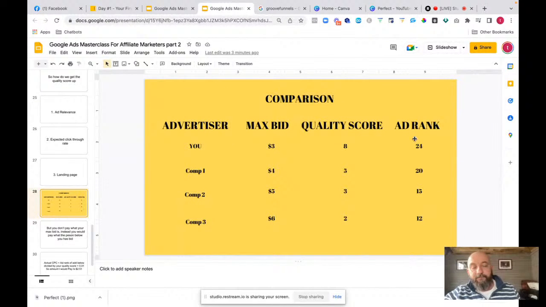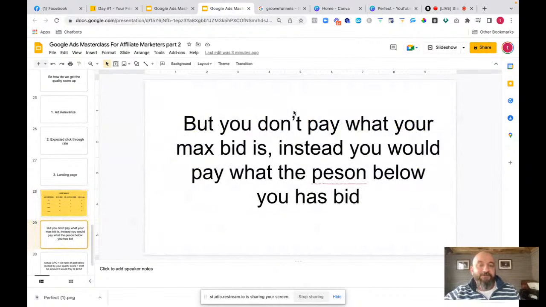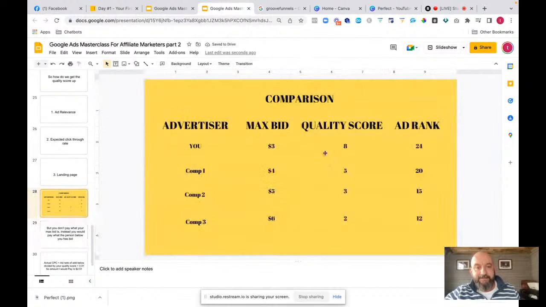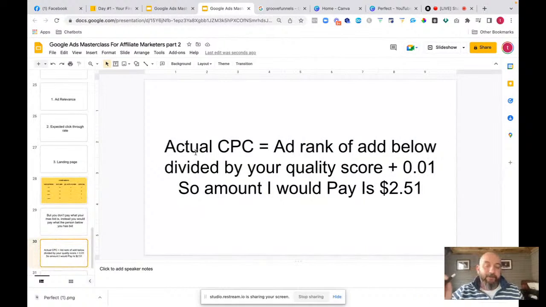Now, that means I have a much higher ad ranking than anybody else does, which means you don't actually pay what the maximum bid is. Instead, you pay what the person below pays, right? So you pay what the person below's bid. So you say there's $4, but there's another bit that we've got to work out. So the actual cost per click consists of your ad rank divided by your quality score, plus 0.1. Don't know why it's 0.1.